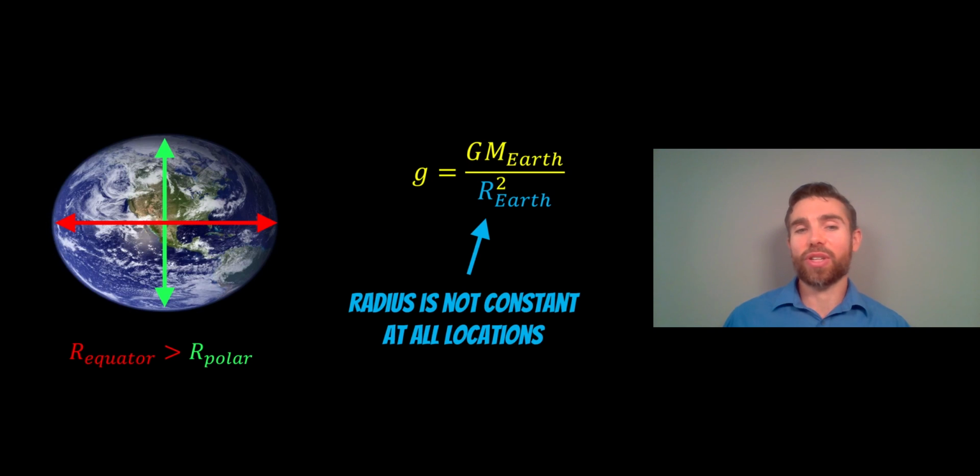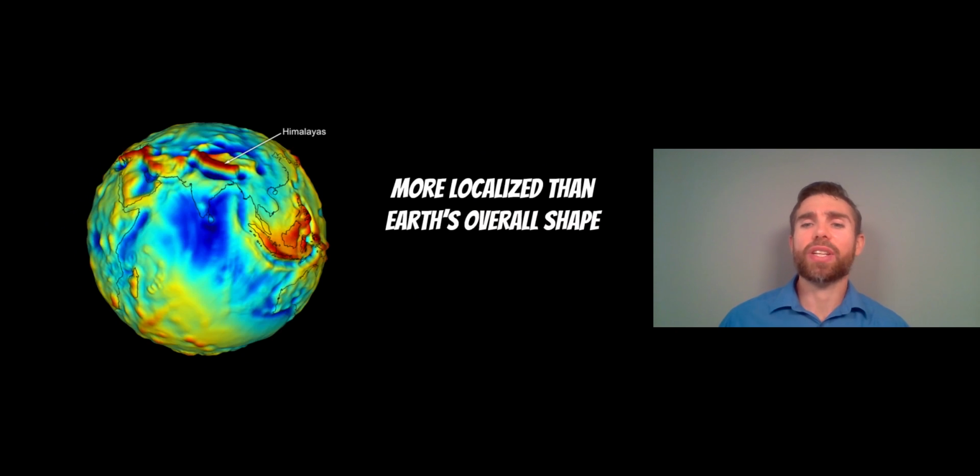But the first thing to note is the Earth isn't a perfect sphere, so the radius of the Earth isn't constant, it changes at all locations. The most obvious one is that the equator has a larger radius than the pole to pole distance, because it's rotating and the equator is spinning the fastest, so it's slightly squashed, which obviously changes things. But it's a little bit more localized than that.